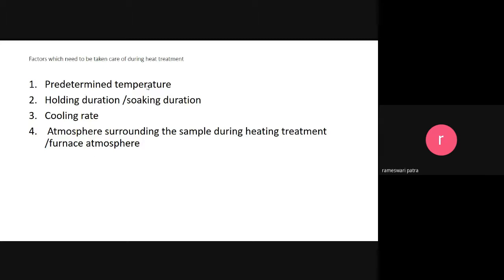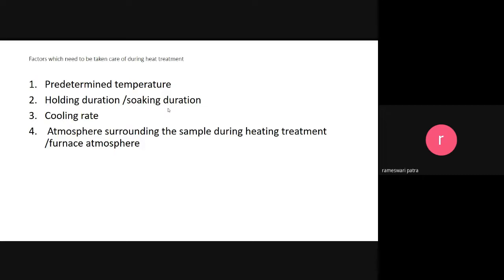One is predetermined temperature, holding time, soaking time or soaking duration, cooling rate, and the atmosphere surrounding the sample during heat treatment. These are the factors we need to take care of, right? The first one is predetermined temperature. Predetermined temperature means up to what temperature we have to take our sample from room temperature.